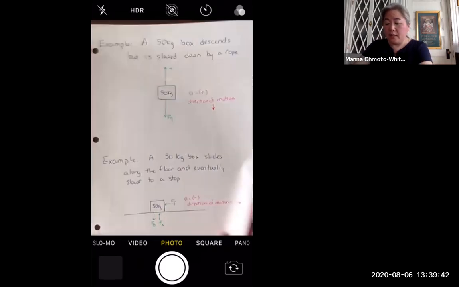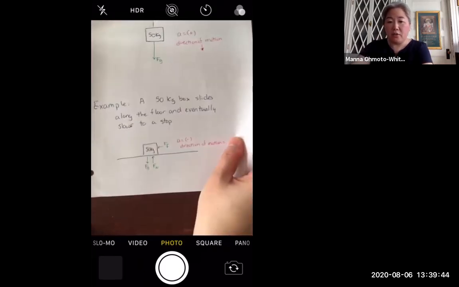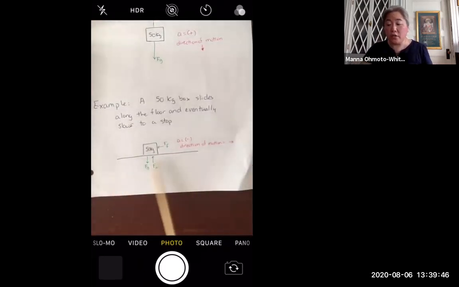And finally, I can have a 50 kilogram box. This is on a surface. So I have my surface line right here, my mass. And it slides along the floor and eventually slows to a stop. So really what's happening is that friction force is causing it to stop. Friction force always points in the negative direction. It always slows your direction of motion, and it gives me a negative acceleration. I'm slowing down in the positive direction, and so the only force vector that I have is this one.